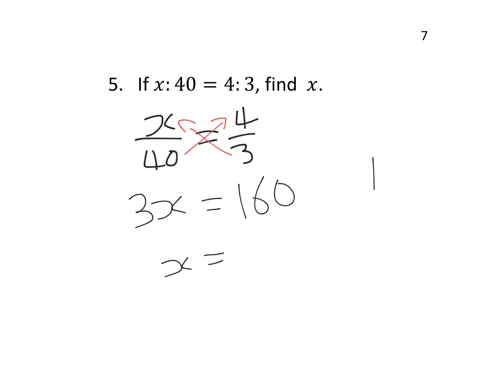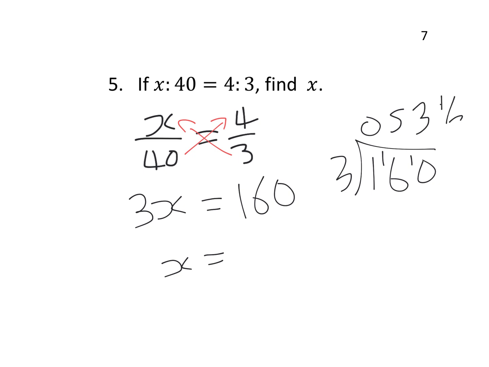You might need to actually just work that out. 3 doesn't go into 1, so we carry 1 over. 3 5s are 15, and that's 1 left over. And then 3 goes into 10 3 times, remainder 1. That 1 still has to be divided by 3, so I'm going to write it as a third. You could do it as 53.3 recurring, but the nicer way to leave that would be 53, 1 left over, which is 1 divided by 3, or 1/3.